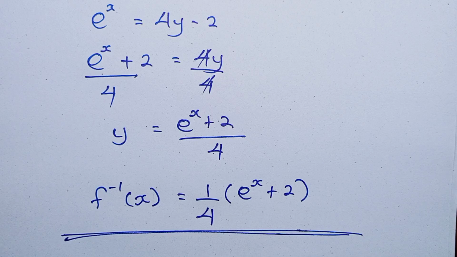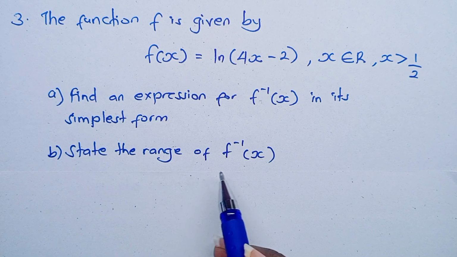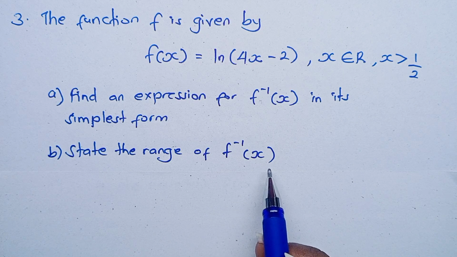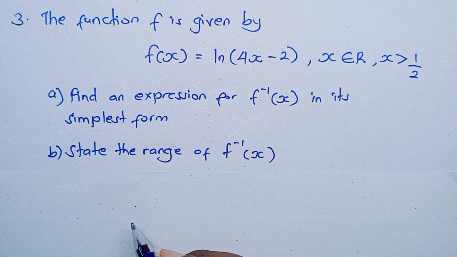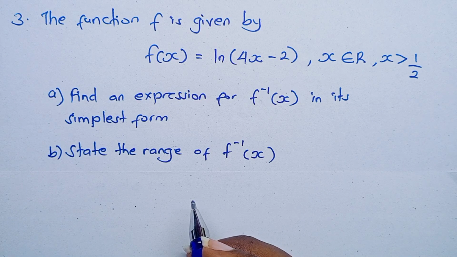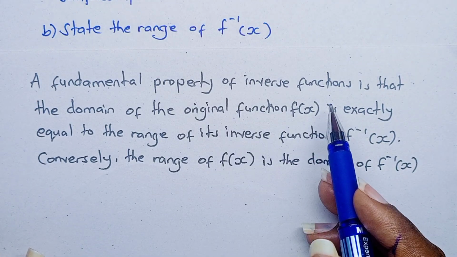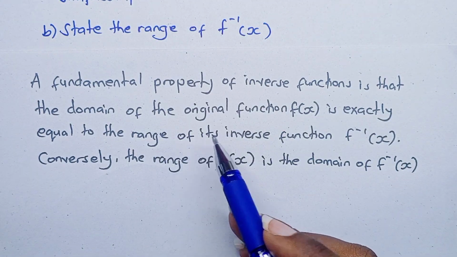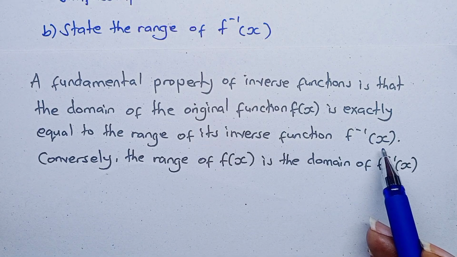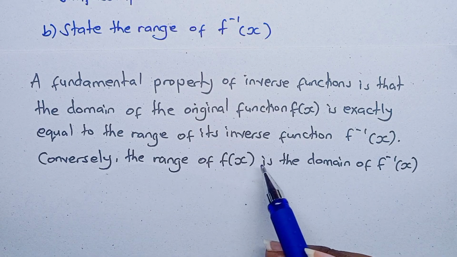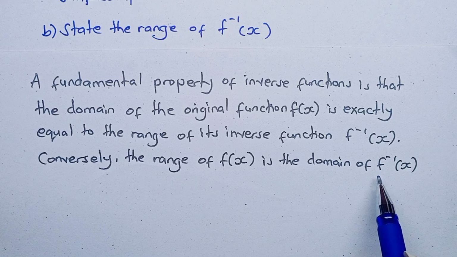Let's work out part B. Part B is asking us to state the range of the inverse function. So now you have to identify the relationship between a function and its inverse. A fundamental property of inverse functions is that the domain of the original function f of x is exactly equal to the range of its inverse function f inverse x. Conversely, the range of f of x is the domain of its inverse function.